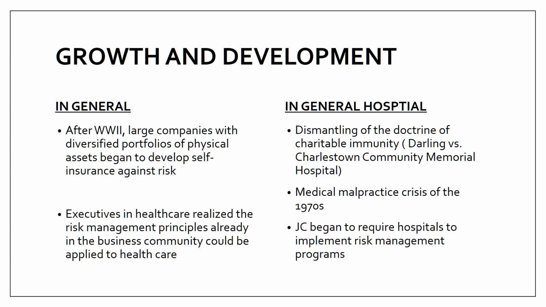Soon, executives in healthcare realized the same self-insurance or risk management principles could be applied in healthcare as well. The growth and development of risk management in healthcare started with the doctrine of charitable immunity. It was created to shield providers and facilities from negligent acts and mistakes. This doctrine was slowly broken down through court decisions on the case of Darling versus Charleston Community Memorial Hospital. Without the doctrine as protection, healthcare institutions became exposed to multiple lawsuits against them, which aided in the development of risk management programs in healthcare.